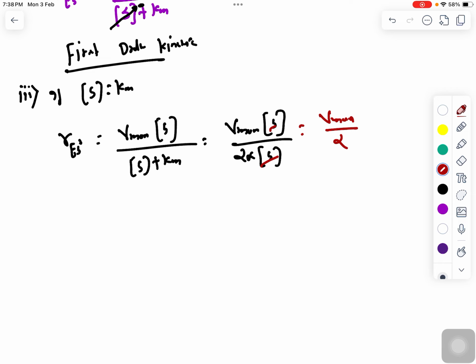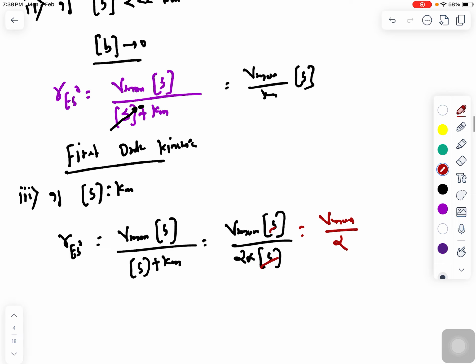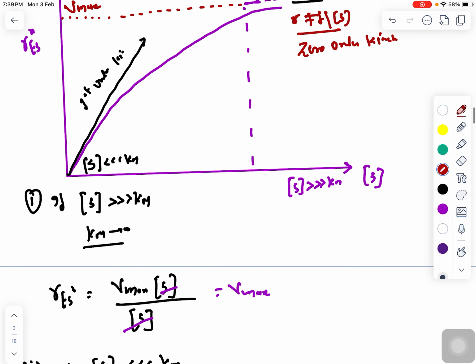So in that case, the rate will be equal to half of its maximum value. When Km equals the concentration of substrate, the rate will be equal to Vmax by 2, the maximum rate by 2. So you can also say that the Km, the Michaelis constant, is the concentration of substrate required to make the rate half of its maximum value, right? So at that particular concentration, Km will be this one.